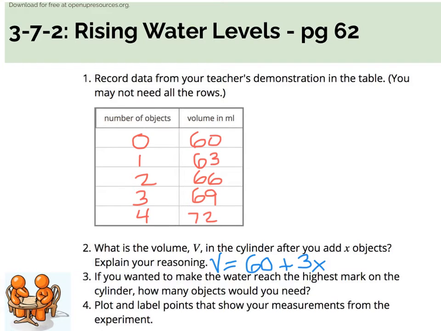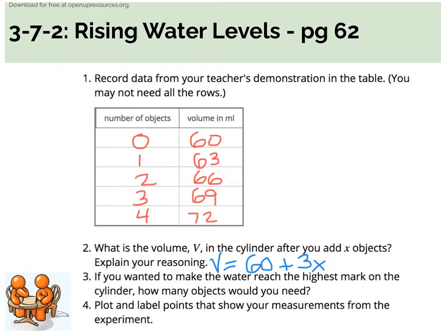Number 4 says, if you want to make the water reach the highest mark on the cylinder, how many objects would you need? So we have 100 milliliters in our cylinder. How many objects are we going to need? Go ahead and figure that out, and we'll go from there. So we are going to need about 13 objects or 13 marbles to go into the cylinder so that it doesn't overflow. There will be some room left over, but we're going to need 13.